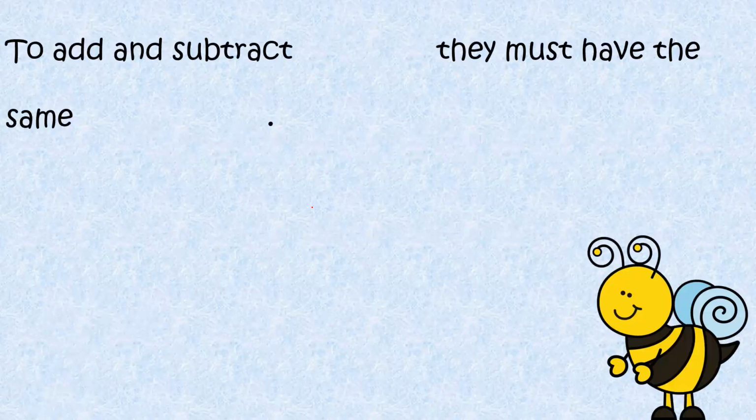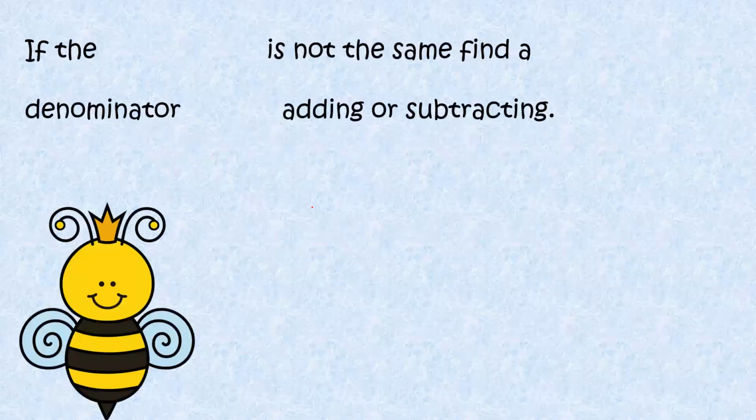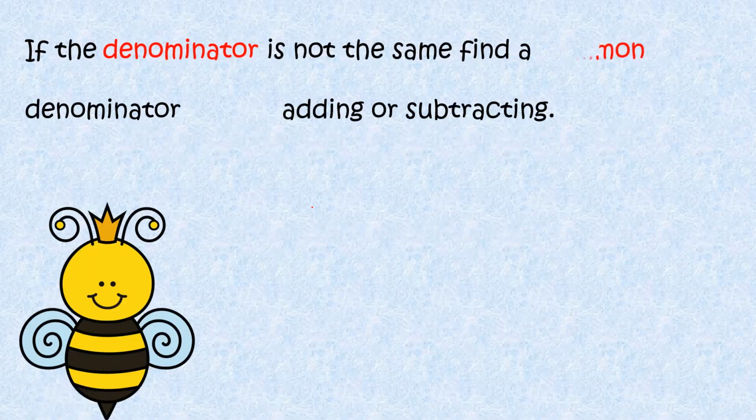So to add and subtract fractions, they must have the same denominator. We call this a common denominator. They must be the same. If the denominator is not the same, we're going to find a common one before adding or subtracting.